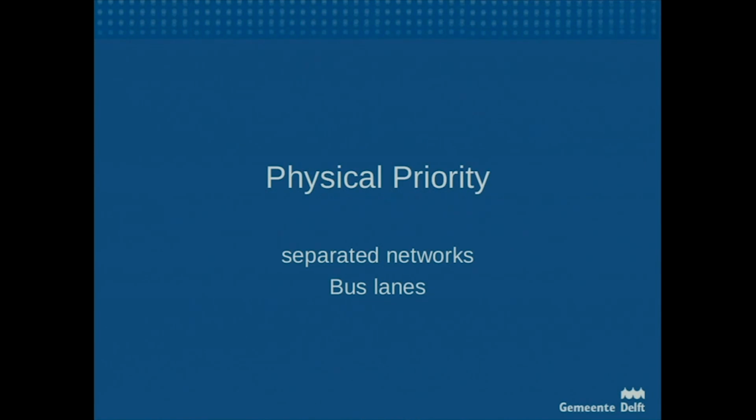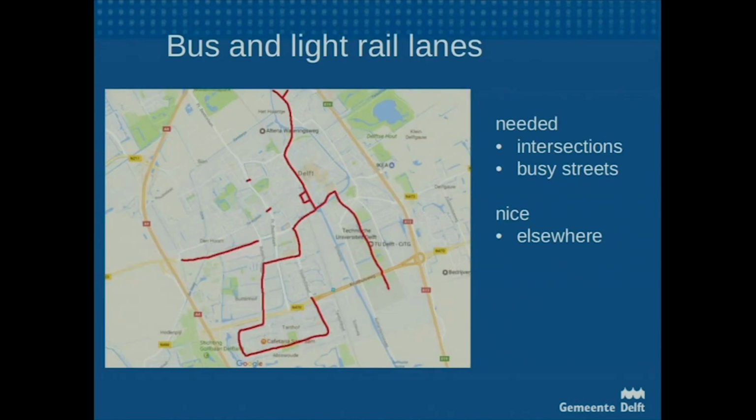Physical priority. That's the first thing we do. If a bus is in the same lane as a car or many bicycles, it usually has the same speed and I cannot give it any priority. Let's give them bus lanes.